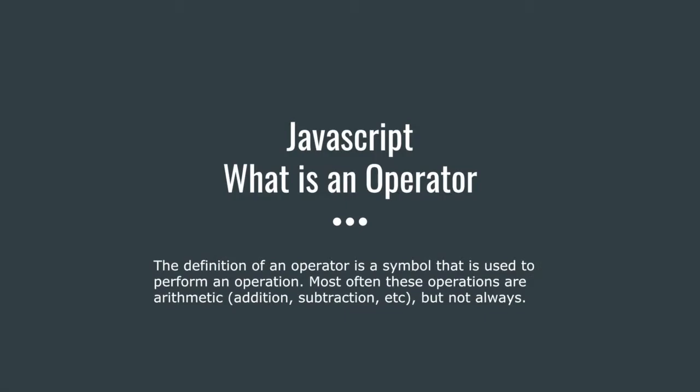we can use them. So before we go into the code, please don't forget to subscribe to my channel, like my video, and comment below. So what is an operator? The definition of an operator is a symbol that is used to perform an operation. Operation means things like addition, subtraction, division, and many more like this. But not always. Sometimes we use these in a function and we can multiply with something.